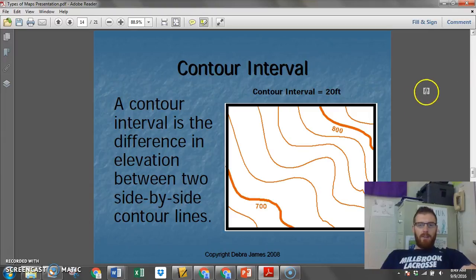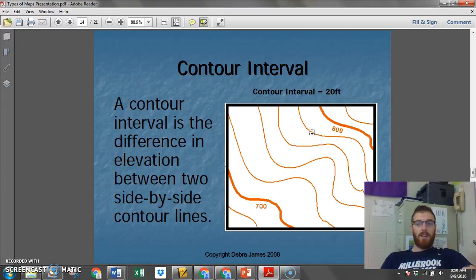you take the difference between the two contour lines that you have, the two index contours that you see here. So 800 and 700, you would subtract 700 from 800 and that would give you 100. Okay, then you would count the number of contour lines that there are in between each index contour. And this is what gets confusing when you do the mathematics portion. Okay, so here you can see there's 1, 2, 3, 4.